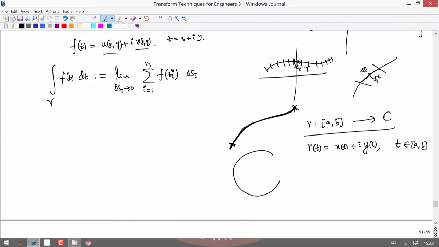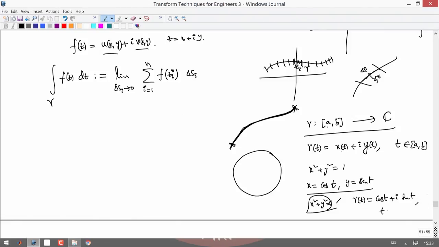For example, take the circle x squared plus y squared equal to 1, the unit circle. If I write x equal to cos t and y equal to sin t, this is your representation of the curve. With this representation, clearly x squared plus y squared equals 1. So the parameterization is gamma of t, which is cos t plus i times sin t, where t belongs to 0 to 2 pi. This is your parametric representation of the circle in the complex plane.